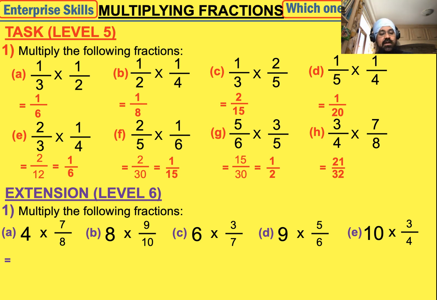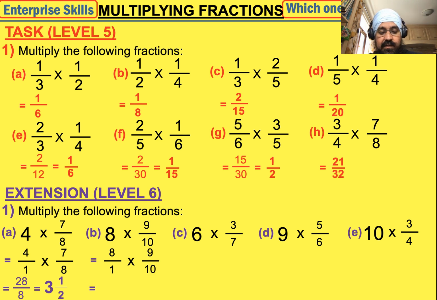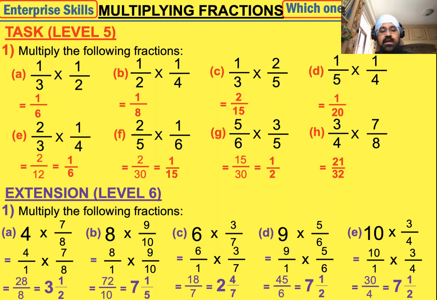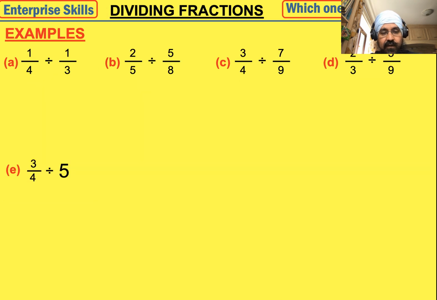Okay, so the extension question, that basically means 4 over 1, like I said to you, times 7 over 8. This becomes 28 over 8, which can be simplified. So you do the same thing with the others. 8 over 1 times 9 over 10, and you can do the rest of the questions as well in that sense. So this is all about multiplying fractions. The key concept you need to remember is you multiply numerator with numerator, multiply denominator with denominator, and you simplify.